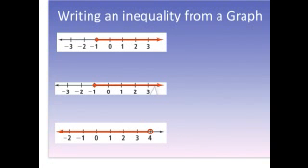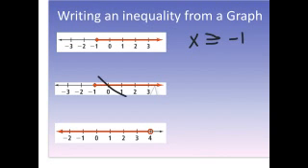Next, we're going to write an inequality from a graph. And this is actually pretty simple. What you do is you put down your letter, and I'm just going to keep using x, and you put down your target number. In this case, it's a -1. And then you look at the shaded line and say, all right, is x going to be greater than or less than -1? Is the shaded line greater than or less than -1? In this case, it's greater than. However, it's a closed dot on the -1, so it's also equal to.